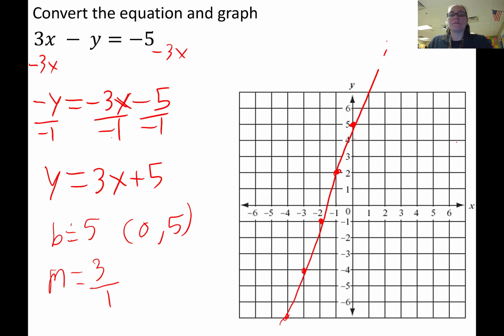All right, so that is going from standard form to slope-intercept and how we can use that to graph.